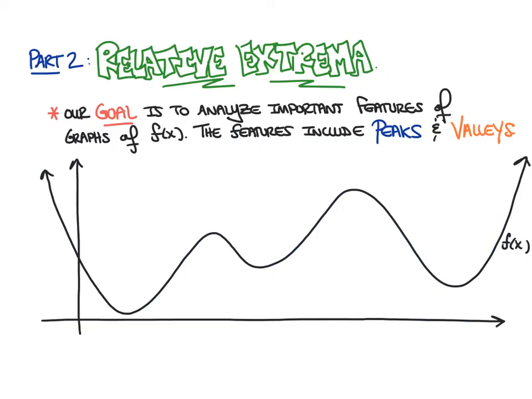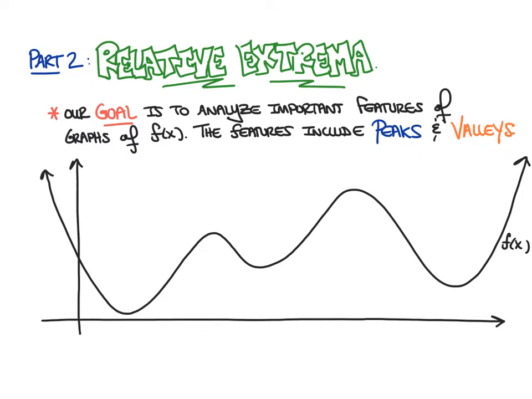So that brings us to the main dish for our lecture here, and that's discussing these new concepts. That's part 2. The first of these concepts is called relative extrema. Remember, as I mentioned on the first slide, our goal is to analyze important features of a given graph. So I've drawn a graph down here. When I say important features, one of the most important things we care about are your peaks and your valleys.